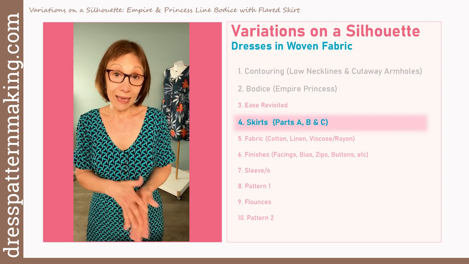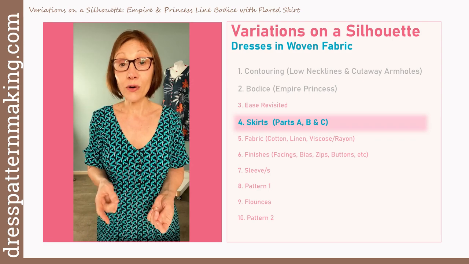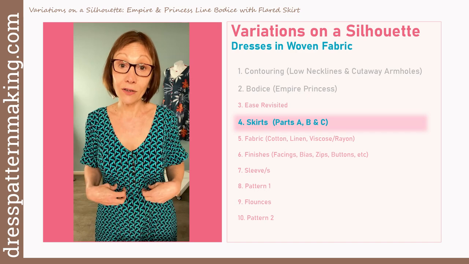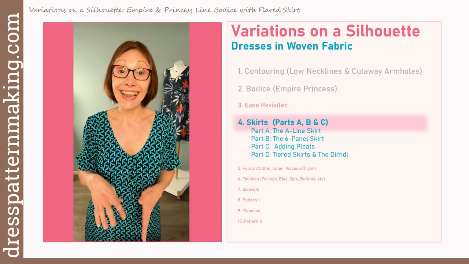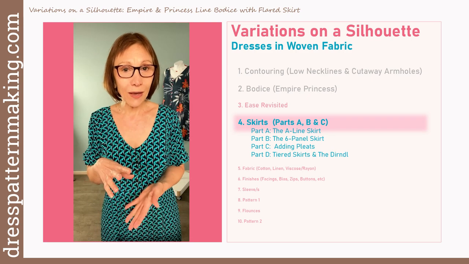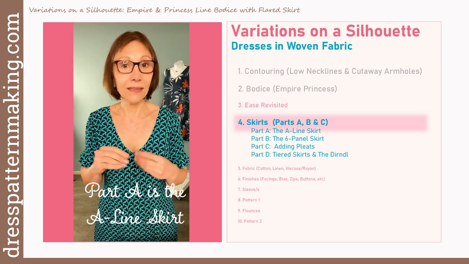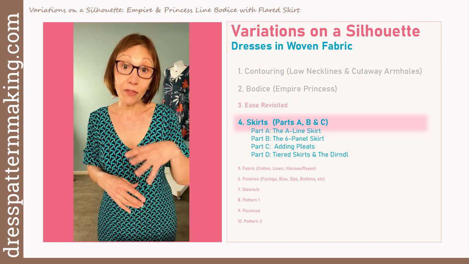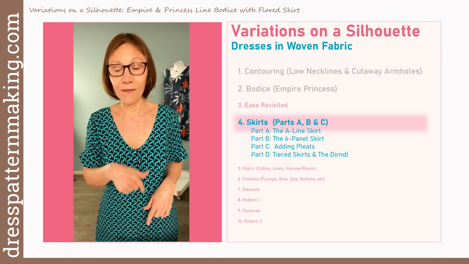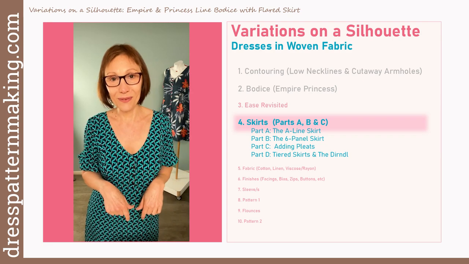So this is 4B. If you haven't already watched part 1, contouring, part 2, drafting the bodice part of the bodice empire dress with a princess line, and you haven't watched part 4A, which is skirts, then please do so because this probably won't make a lot of sense without all of that background. And part 3 will be made after part 4, after the 4 parts of part 4.